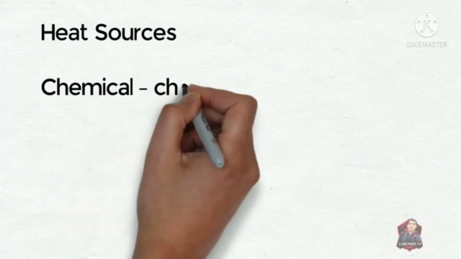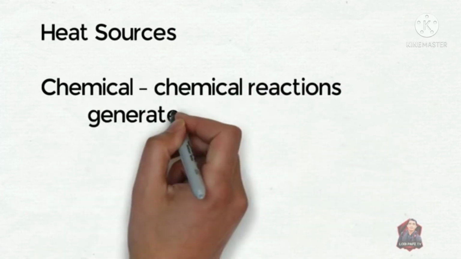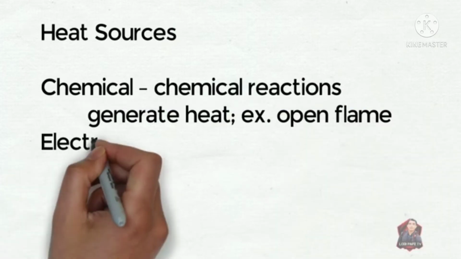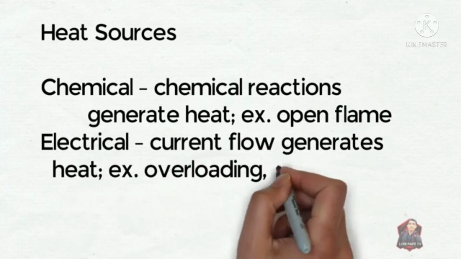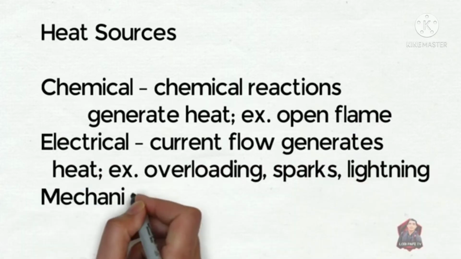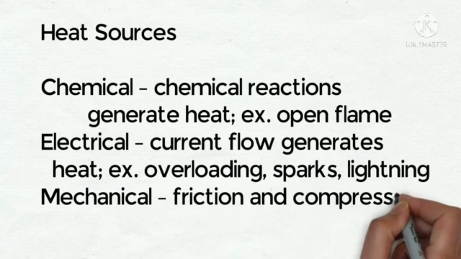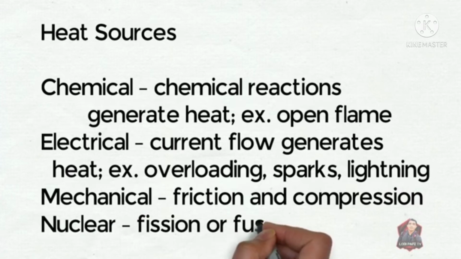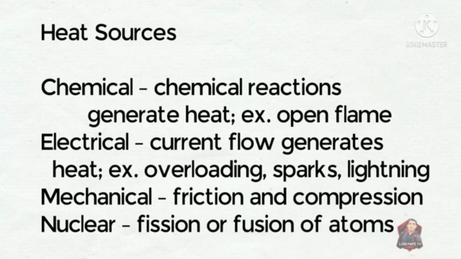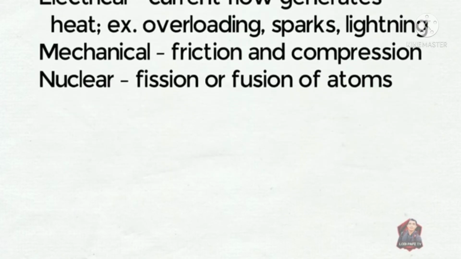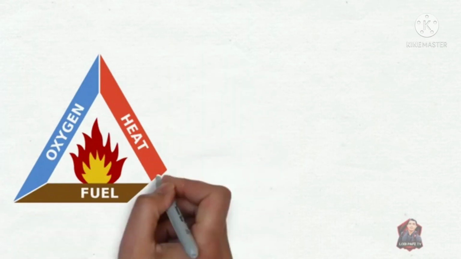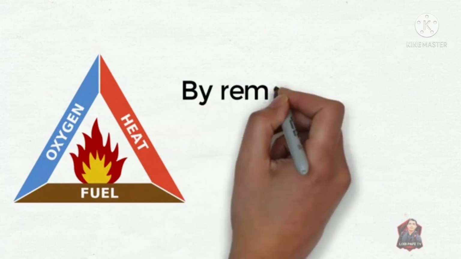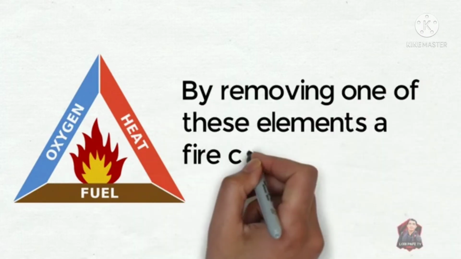Heat sources like chemical reactions generate heat, for example, open flame. Electrical current flow generates heat, for example, overloading, sparks and lightning. Mechanical friction and compression. Nuclear, fission or fusion of atoms. By removing one of these elements, a fire can be extinguished.